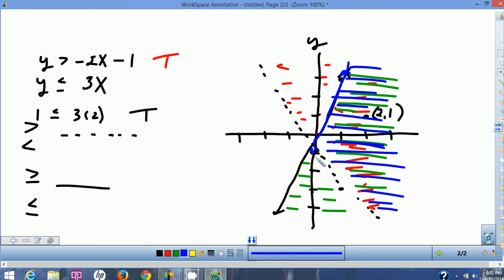Now, it doesn't include this. This is still a dotted line. It does not include the boundary line on that side. So, systems of inequalities. You may run into that on the EOC. So make sure you've done all of your practice problems and your quiz for this section in getting ready for your end of course assessment.